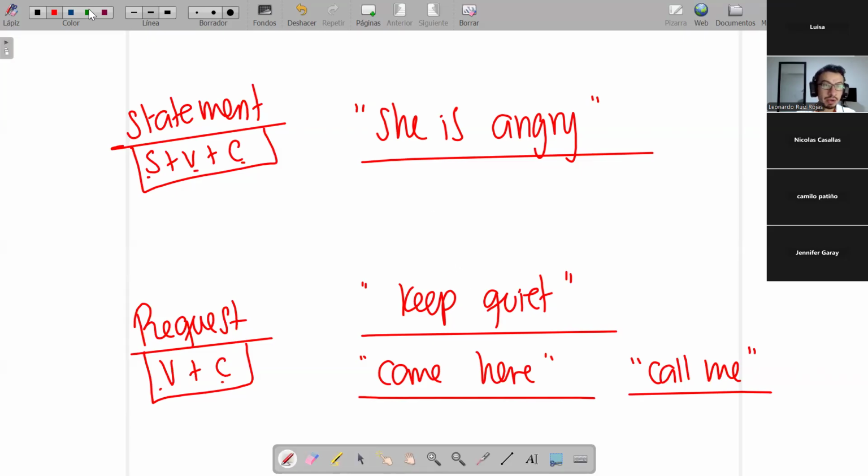So, when I try to express a statement, I am going to link the sentence with that. Por ejemplo, it possibly means that she's angry. Podría significar que ella está enojada. Mientras que cuando lo hago con un request, siempre lo uno con to. Podría significar mantenerse en silencio. O podría significar venir aquí. O podría significar llame. Entonces, for example, guys, what is the meaning of this sign when I do like this?